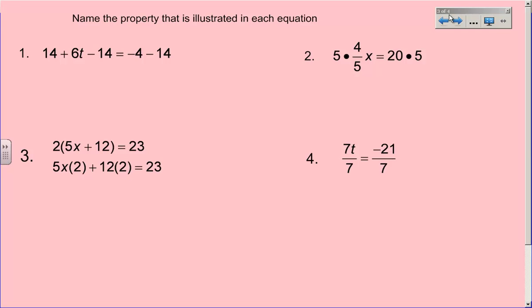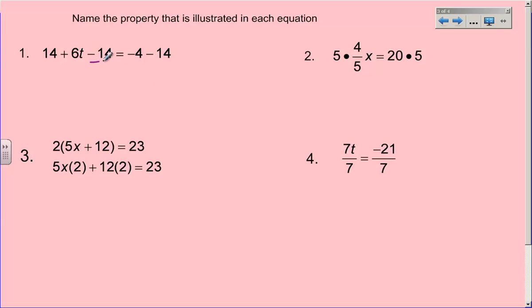What property do you see? So if you look at number 1, I have 14 plus 6t minus 14 is equal to negative 4 minus 14. Well, look at how that equation is written. What is occurring on both sides? What is the same on the left and on the right hand side of the equal sign?